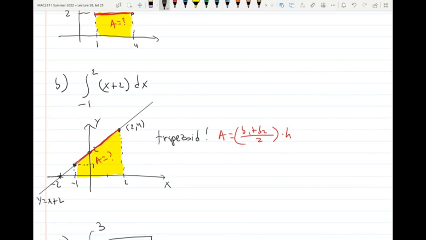Okay, so what's the first base? How much is it? 1. What's the second base? 4. And what's the height? 3. Everyone understand this? The height is this length right here. There are 3 units from -1 to 2. Yes? Okay. Compute. So what is this? 5 over 2 times 3, so that's 15 over 2.